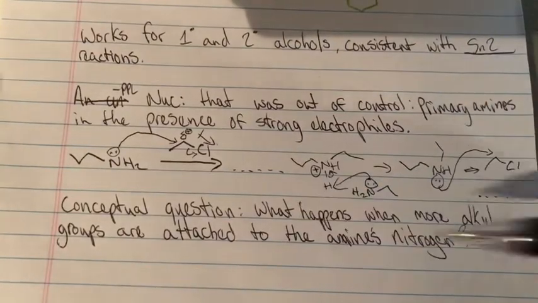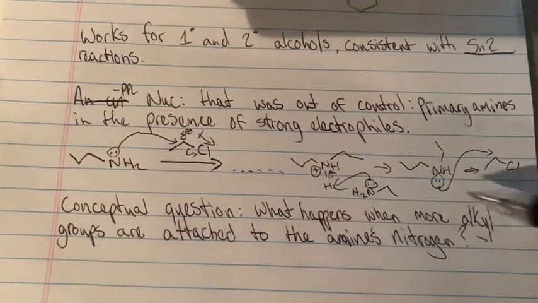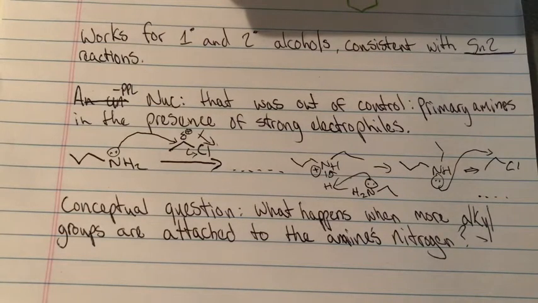Now, also, let's just think about a conceptual check here. What happens when more alkyl groups are attached to the amine's nitrogen? Well, that just means that there's going to be more electron density fed in from those ethyl groups, or alkyl chains that are directly attached to that nitrogen. So that'll stabilize a positive charge. So, in other words, that nitrogen will be still fairly acidic in its conjugate acid form, as well as serving as a moderate base.